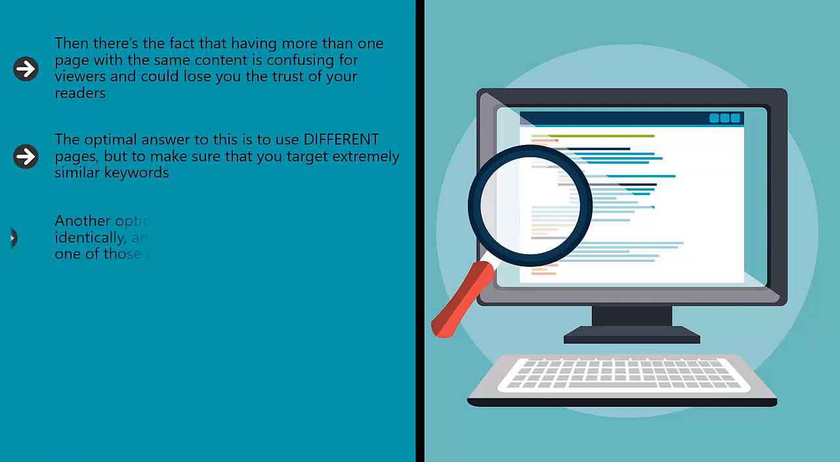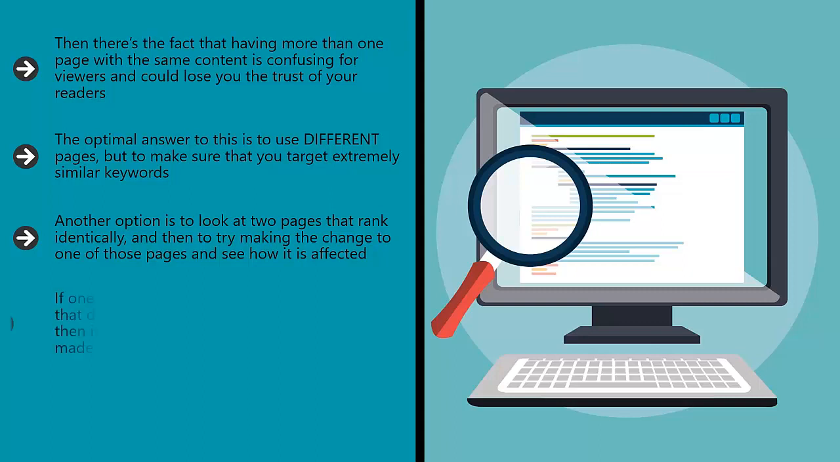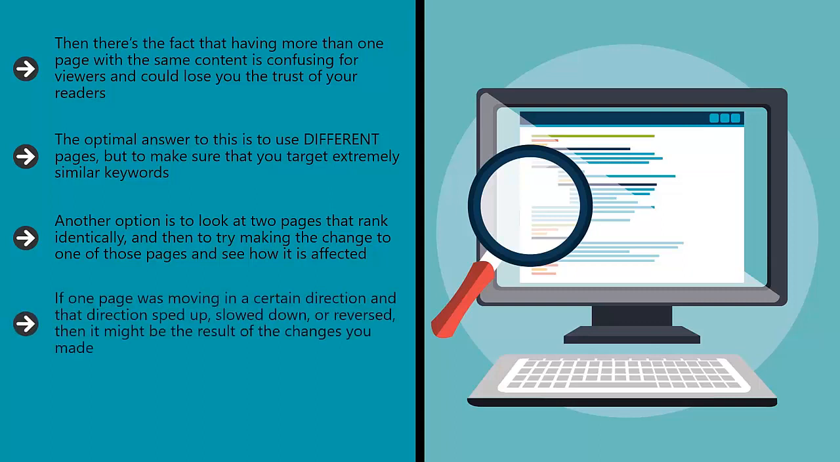Another option is to look at two pages that rank identically, and then try making the change to one of those pages and see how it is affected. This is a slightly better strategy because you are starting from a similar place. What's more is that you can open up your stats and then use the historical data in order to make a forecast of how the web pages should have behaved. If one page was moving in a certain direction and that direction sped up, slowed down, or reversed, then it might be the result of the changes you made, especially if the matched page did not show the same changes.